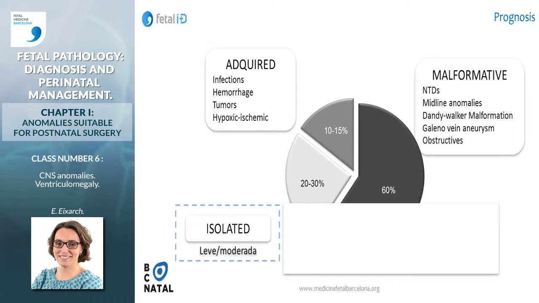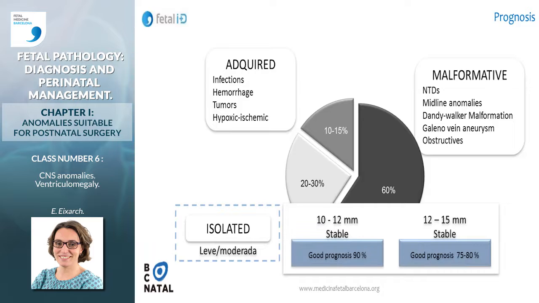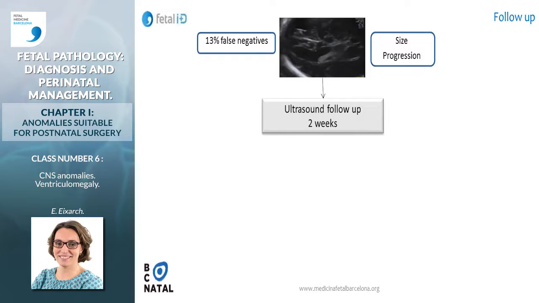In cases of mild ventriculomegaly, and especially those that are stable, the prognosis will be favorable in 90% of cases. And in moderate ventriculomegaly, the prognosis will be favorable in 75 to 80% of cases. This is the information that has to be transmitted to the parents. And what will the follow-up be?